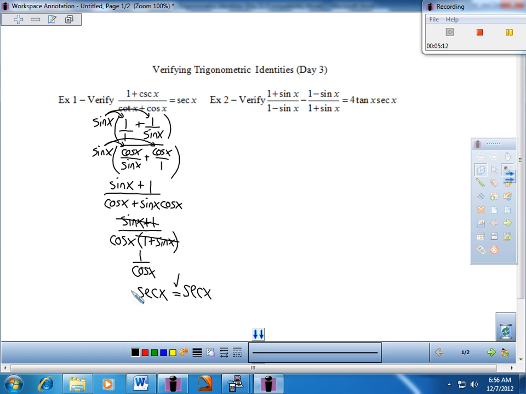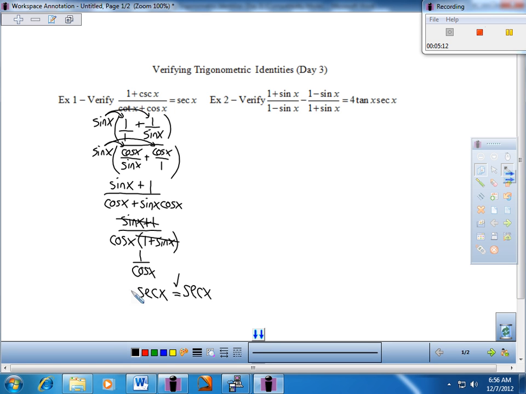All right, so example 1, a good one there. I think that's a nice medium to difficult problem. You have fractions within fractions. It's more algebraic in nature than recognizing identities, but there's some good skills in there. Okay, let's go get 2, everybody.